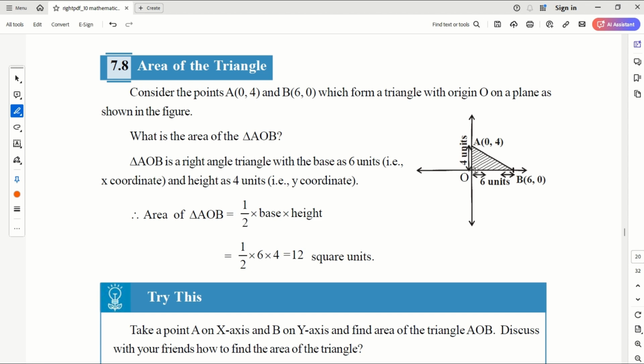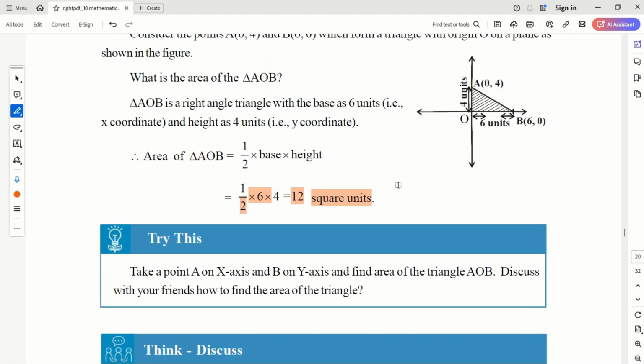We know that the height of this right angle triangle is 4 units because it is 0 comma 4, and the base of the right angle triangle is 6 units because 6 comma 0 is the other point. So the area of the triangle is half into base into height, that is 12 square units. This is a simple way of calculating the area of a right angle triangle where one of the vertices, especially the vertex with the right angle, is the origin.